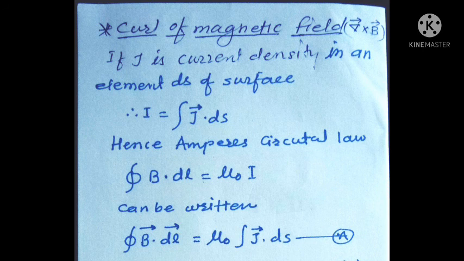when sufficient symmetry exists. If the Ampere circuital law is to be applied to a problem of general nature without a high degree of symmetry, it is necessary to relate the magnetic field vector B with current density vector J.